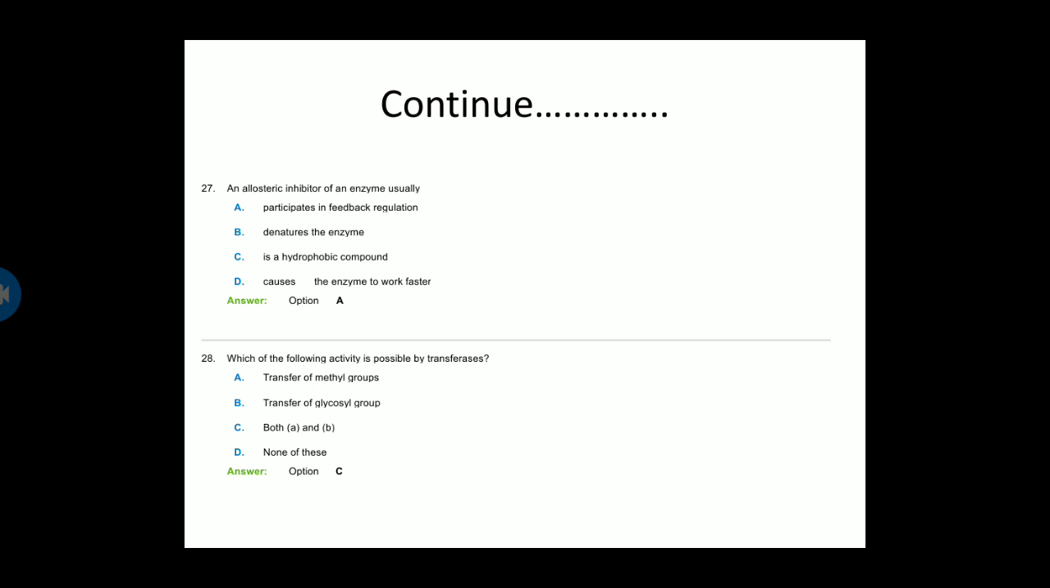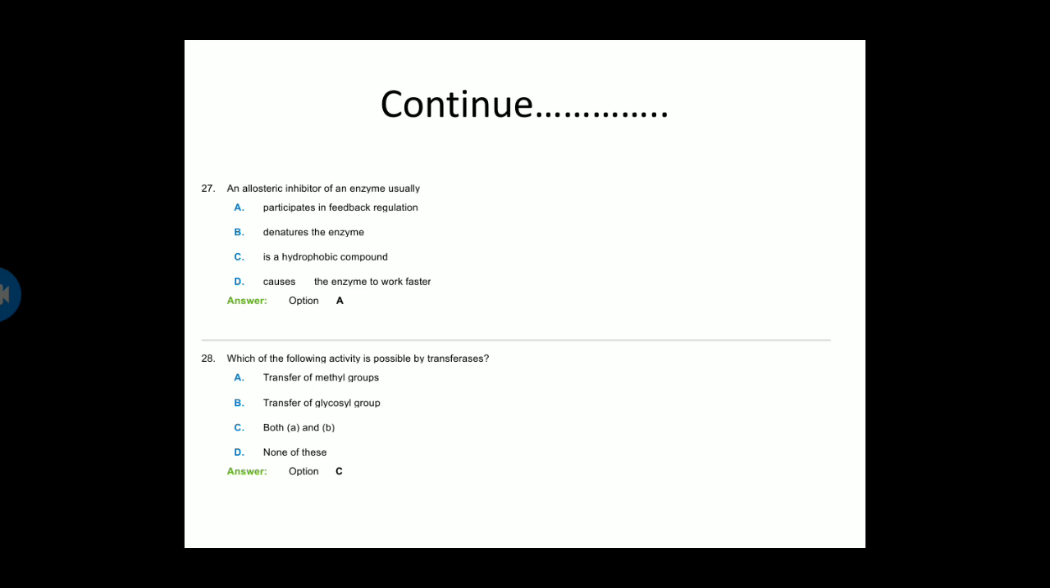Next question: an allosteric inhibitor of an enzyme usually: A, participates in feedback regulation; B, denatures the enzyme; C, is a hydrophobic compound; and D, causes the enzyme to work faster. So here, participates in feedback regulation is the correct answer. It means A is the correct answer for this question.